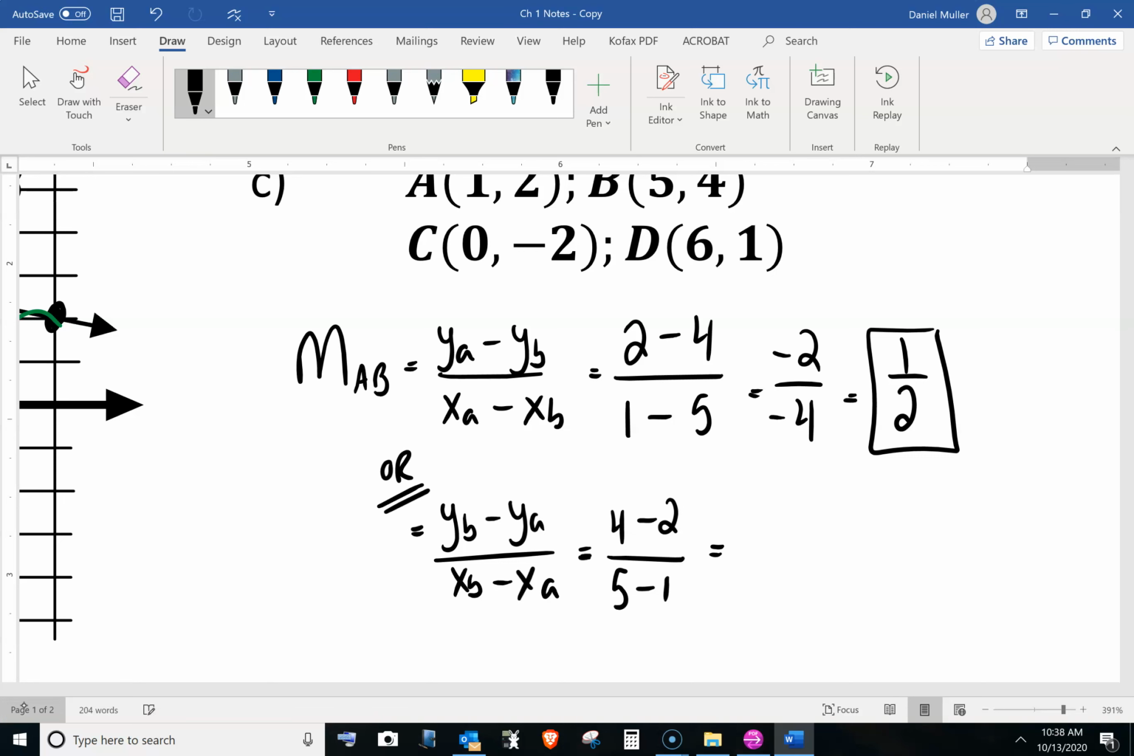Now will that make a difference? 4 minus 2 is 2. 5 minus 1 is 4. That reduces to a half. So they're both the same. So it doesn't matter which formula you use.